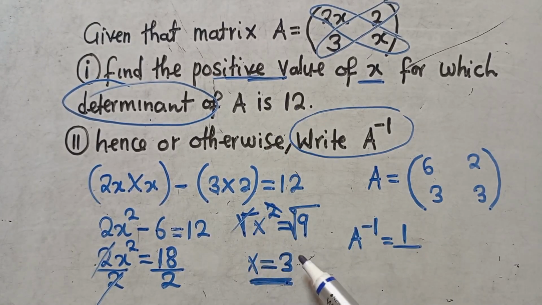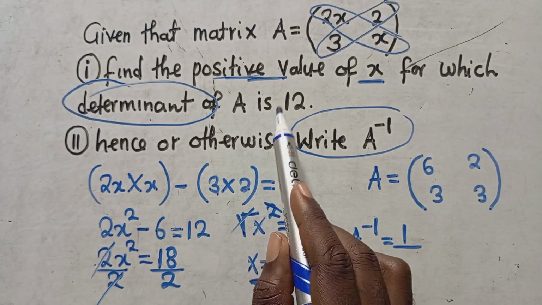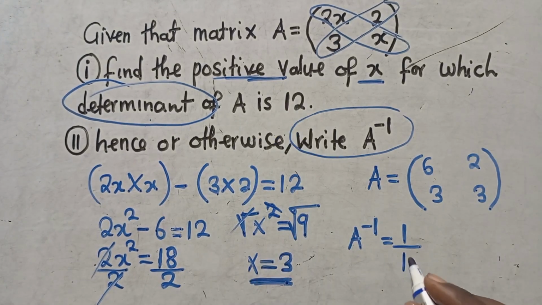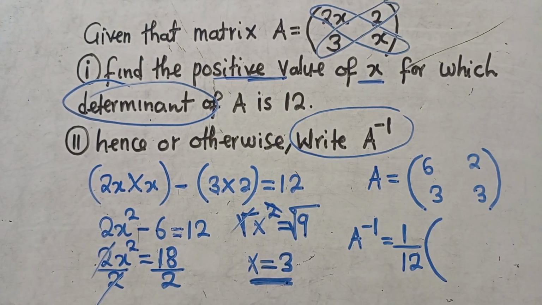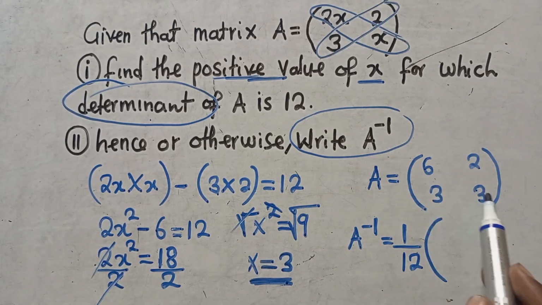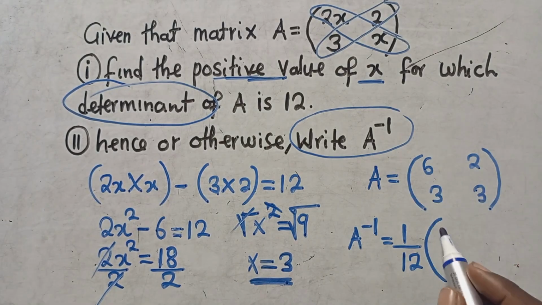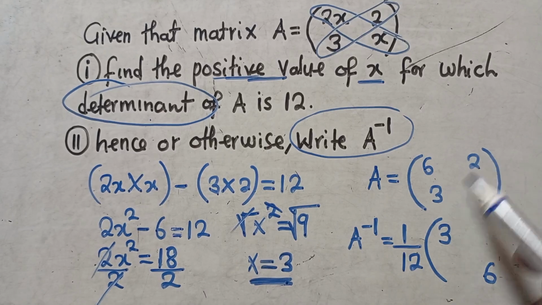Some people make mistakes where they forget. They'll get this as the determinant, but they said x is equal to 3. These are common mistakes that candidates make in an exam. So we know the determinant of A is 12. We put a 12 here. Then what happens is that this is the major diagonal, and in the major diagonal, positions are going to swap: 3 there, 6 there. This is the minor diagonal.